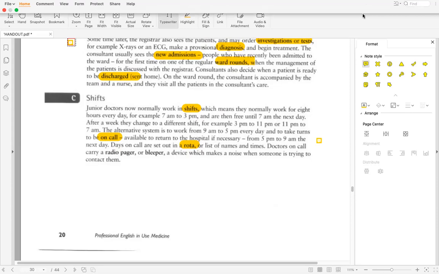The alternative system is to work from 9 a.m. to 5 p.m. every day and to take turns, to be on call, available to return to the hospital if necessary, from 5 to 9 a.m. the next day. Days on call are set out in a rota.